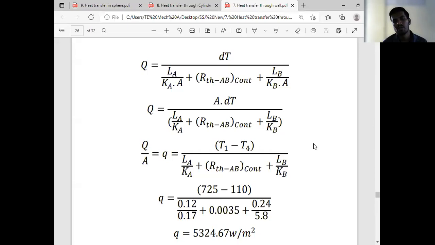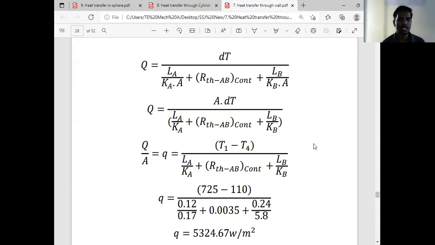समजलं का? बघा कॉन्टॅक्ट रेजिस्टन्स पर युनिट एरियाचा आहे त्यामुळे तिथं पण एरिया असणार आहे. त्यामुळे एरिया कॉमन घेतलेला आहे तो लेफ्ट हँड साइडला घेतला आहे. Q by A is nothing but small q. So small q is nothing but T1 minus T4 divided by LA by K plus thermal contact resistance of interface AB plus LB by KB. So put these values into this equation and find out the value of Q.